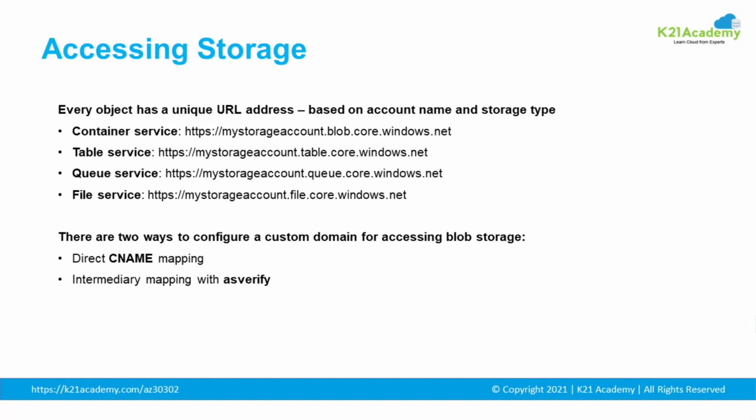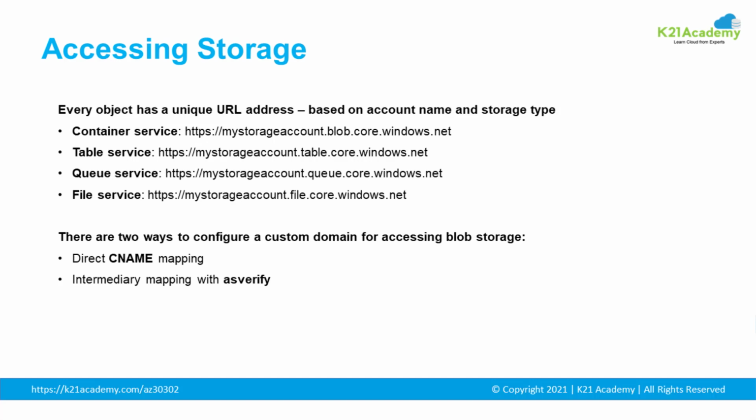Then the default endpoint for the container service, or the blob, will be https://mystorageaccount.blob.core.windows.net. Similarly, if it's a table, the same storage account name .table.core.windows.net, queue.core.windows.net, file.core.windows.net. The URL for accessing an object in a storage account is built by appending the object location in the storage account. For example, to access my blob in my container, we will use mystorageaccount.blob.core.windows.net/mycontainer/myblob, which is a direct path to that file.